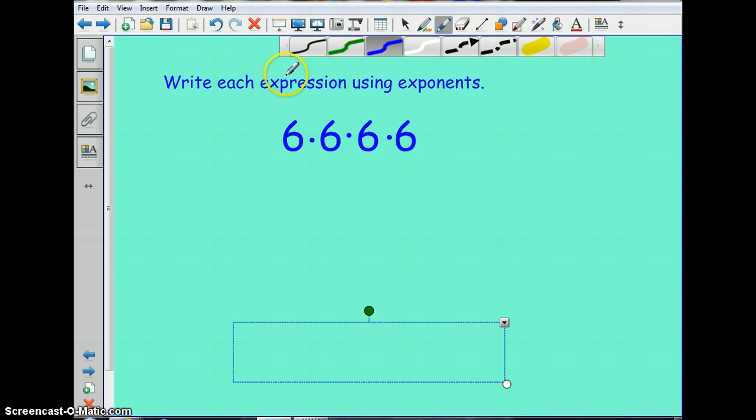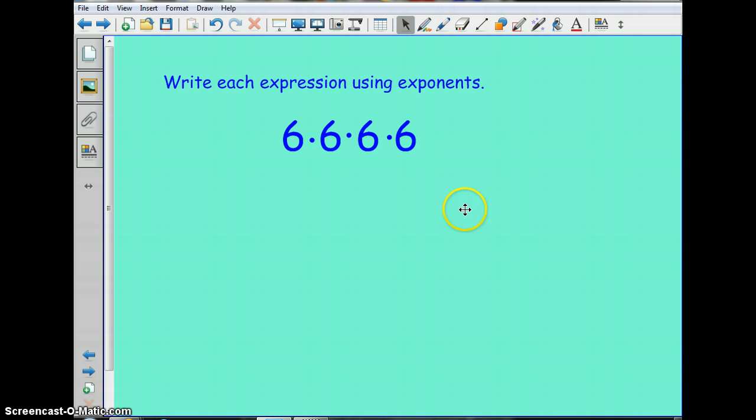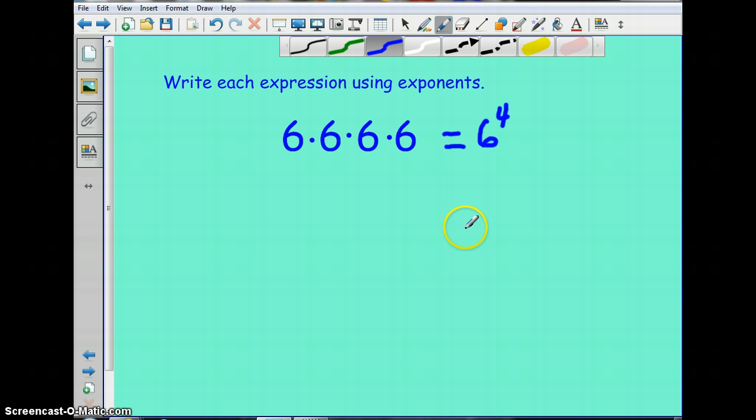Now we can write each expression using exponents. So in this case we have 6 times 6 times 6 times 6. Let's shorten that up a bit. We can write it as 6 to the 4th power. Now you don't need to solve this. We just need to write it using exponents.